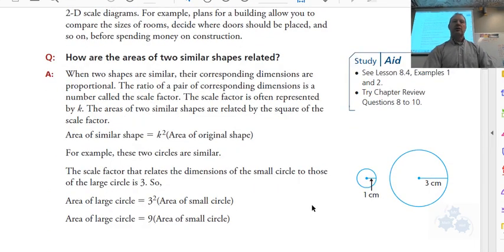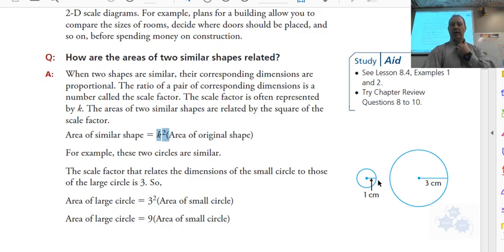So question number 2 says, how are the areas of two similar shapes related? Well, if we take a look at a 2D shape like these circles here, we could find the areas of each of these and find out how they're related. And what we found was that the areas are related by the square of the scale factor. Okay? So what's the scale factor between those two circles? It is what?